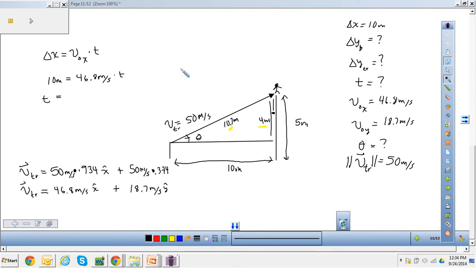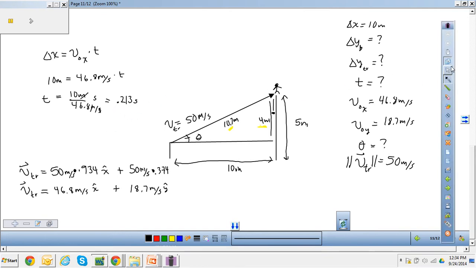Okay. Did you guys get the answer yet? You guys know what to do, right? 10 meters divided by 46.8. The meters cancel. The second flips up on the top. Equals what? 0.214? Okay. 0.213 seconds. Okay, I'll buy that.